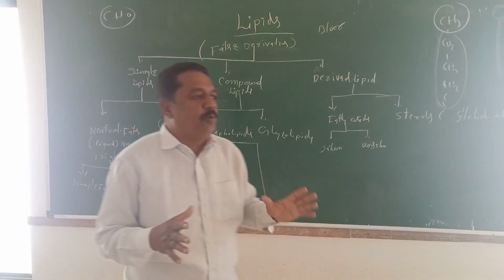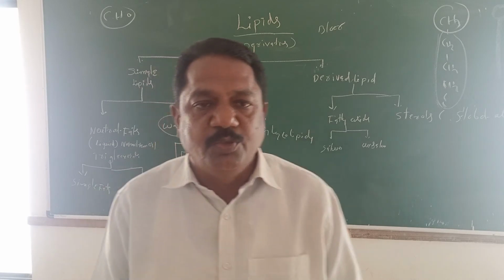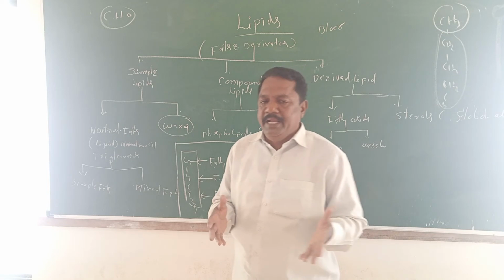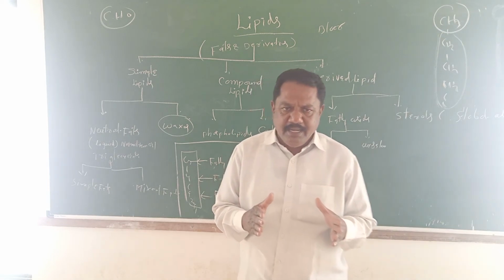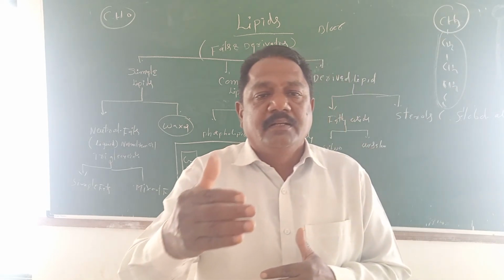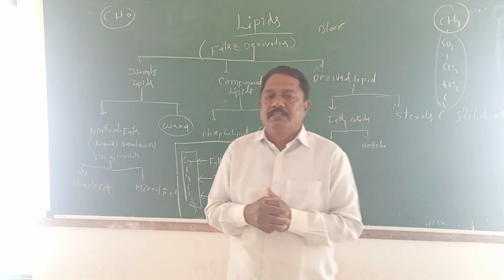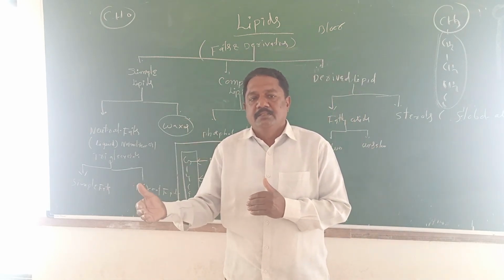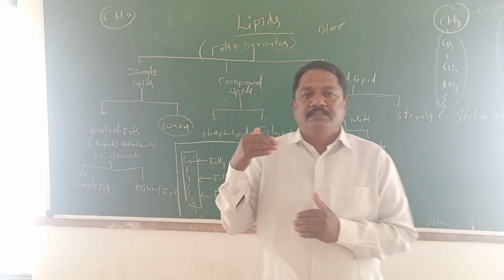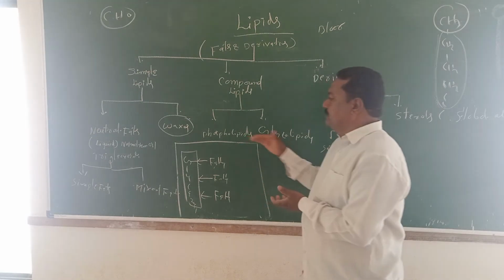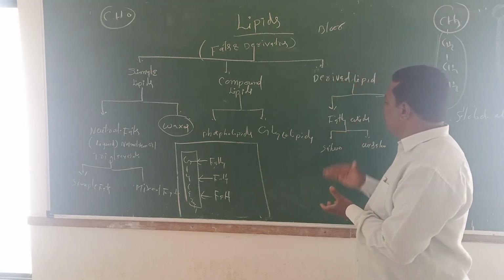Like that, compound lipids are further classified based on the place of attachment in nature. Compound means triglycerides are attached with other compounds. If they are attached with phosphorus, they are called phospholipids. If the triglycerides are attached with a carbohydrate part, they are called glycolipids. So compound lipids are categorized into two main categories: phospholipids and glycolipids.